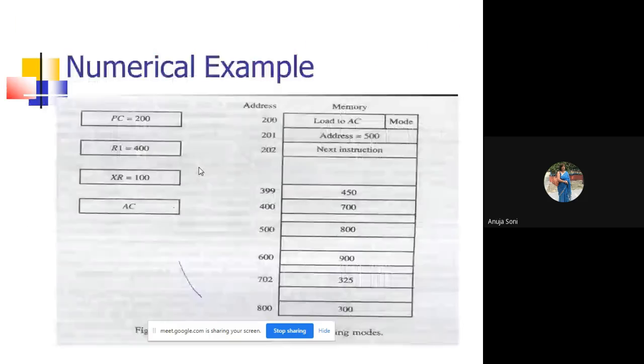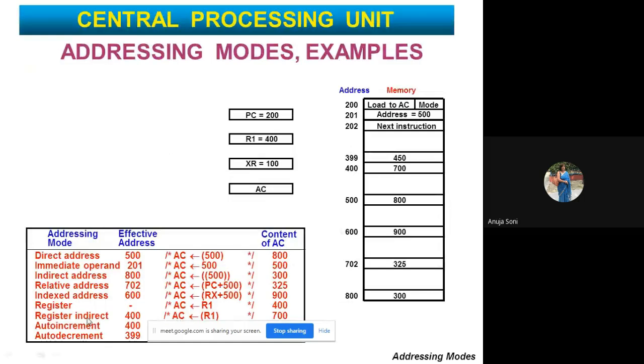Register indirect says that auto increment says what has to be done. Again, it will work in a similar manner as the register indirect was working. What was the definition of how the register indirect was working? You need to find out the value of R1. Yes, 400 is there. You need to go to location 400 in the memory, and you will find the value 700, and 700 is finally loaded into the accumulator register.